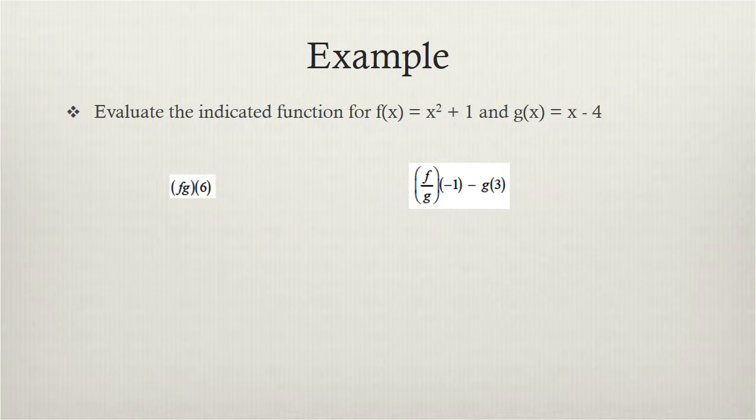Now try these. You're going to evaluate the indicated function for f of x equals x squared plus 1 and g of x equals x minus 4. Now let me remind you that f, g next to each other means times. And if it was in with the parentheses or the little circle, it would mean composition. So we're multiplying and dividing, and we're not doing the composition just yet. Pause the recording, give these a try, and resume to check your answer.